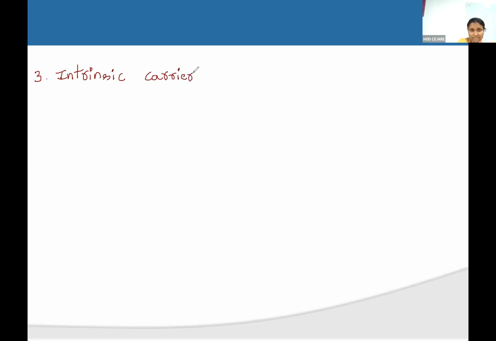The second step is calculating hole concentration. Now the third step is calculating intrinsic carrier concentration. Okay, so this is our third step. I hope you are able to follow me.